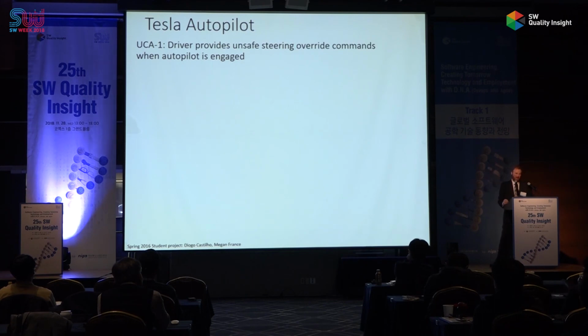This is a human scenario. Why do we care about humans? Let's read this. Driver provides unsafe steering override command when autopilot is engaged. So Tesla is driving itself. The human grabs the wheel, takes control from the software, and crashes into a car.